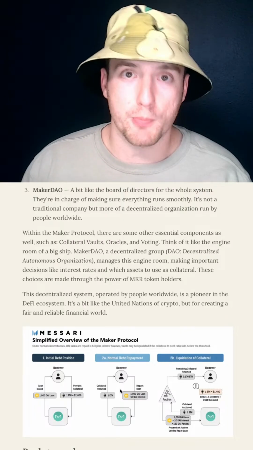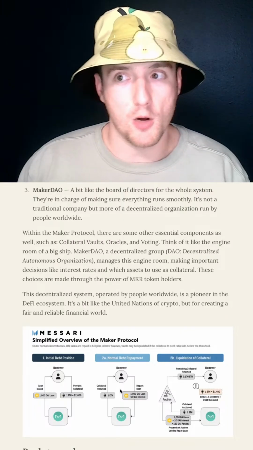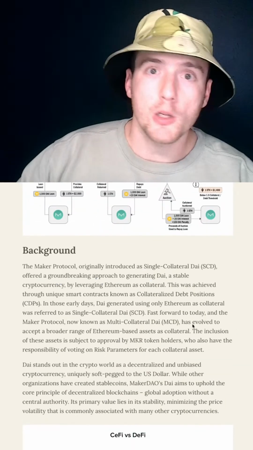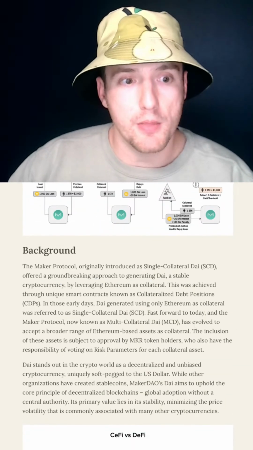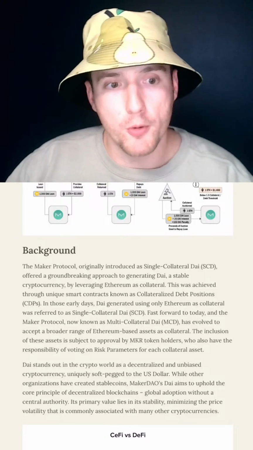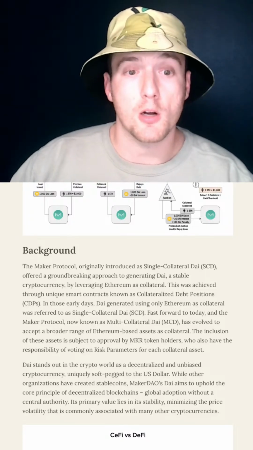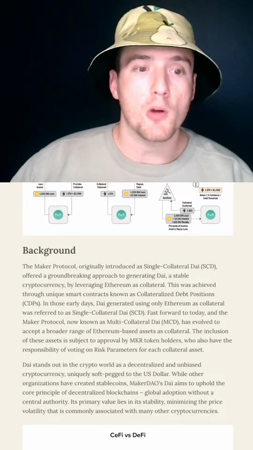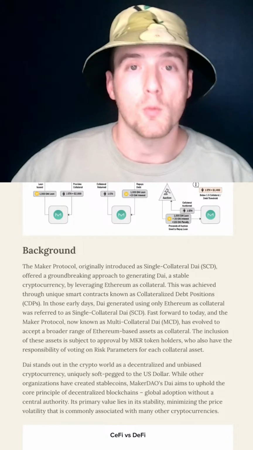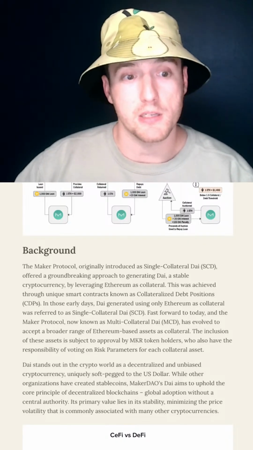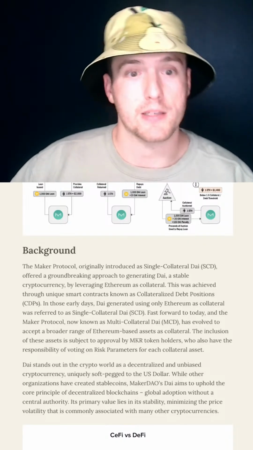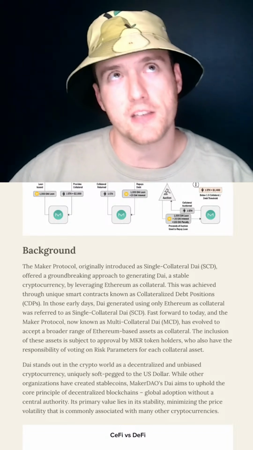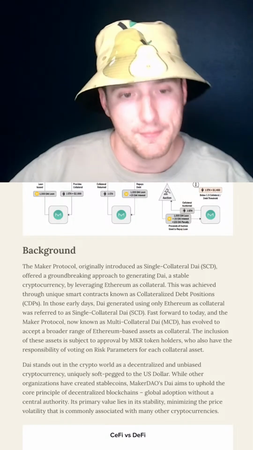And they would be the ones approving or denying that these upgrades can go in or that these are necessary for the protocol. A little bit of background on the MakerDAO protocol: it originally introduced something called single collateral DAI, there's DAI again, which offered a groundbreaking approach to generating DAI, a stable currency, by leveraging Ethereum as collateral, which is very similar to the way that it operates today, or I guess operated, because now it's Sky.